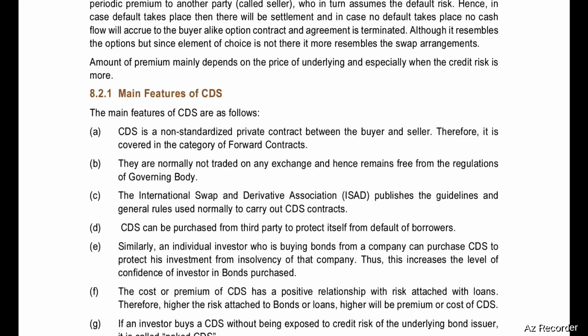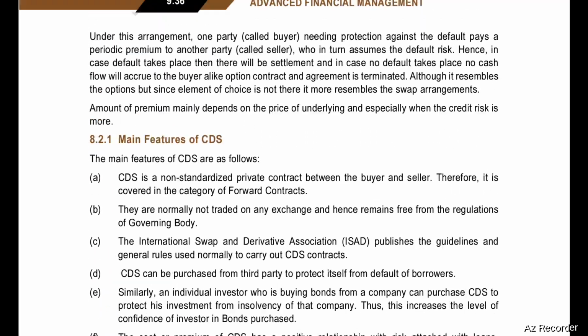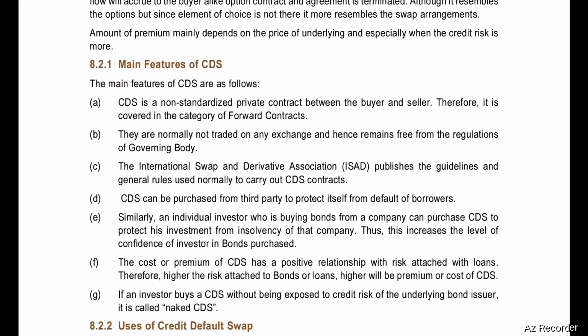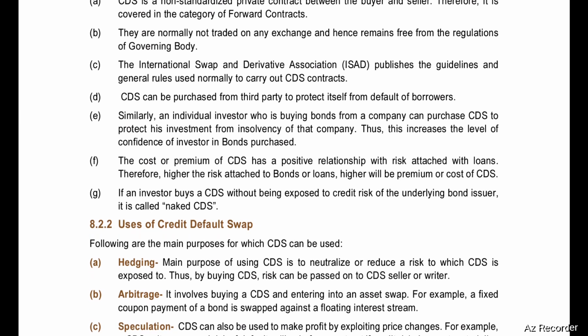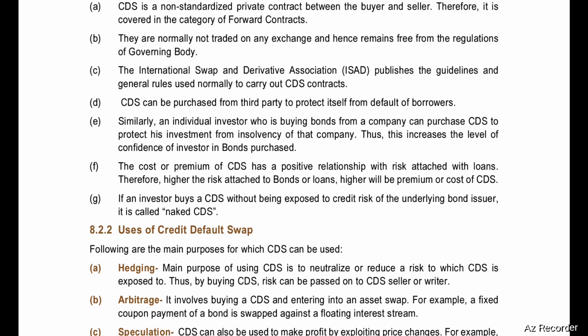Main features of credit default swaps, CDS. CDS is a non-standardized private contract between the buyer and the seller. Therefore, it is covered in the category of forward contracts. They are normally not traded on any exchange and hence remain free from the regulation of governing body. The International Swap and Derivatives Association, ISDA, publishes the guidelines and general rules used normally to carry out CDS contracts.